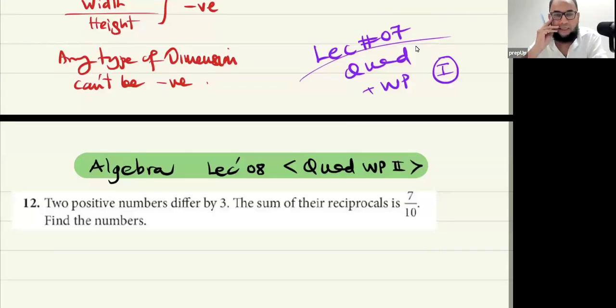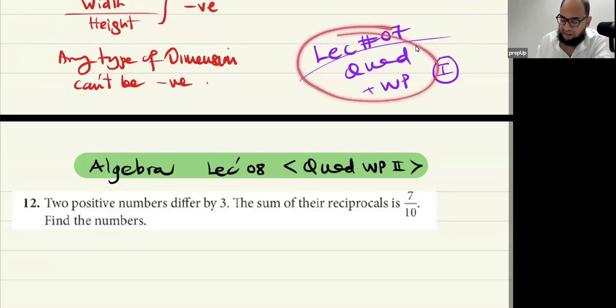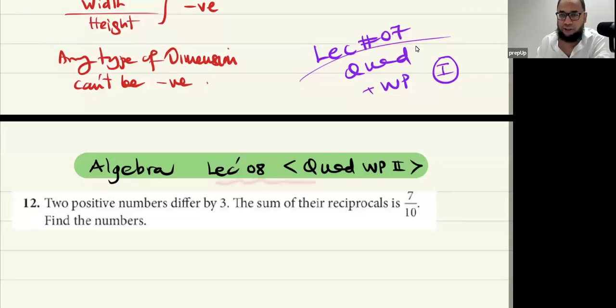So now we are starting with lecture number 8. We are on algebra, and this is the second lecture on quadratics word problems. We did some questions last time in lecture number 7. Now let's continue the journey with lecture number 8.